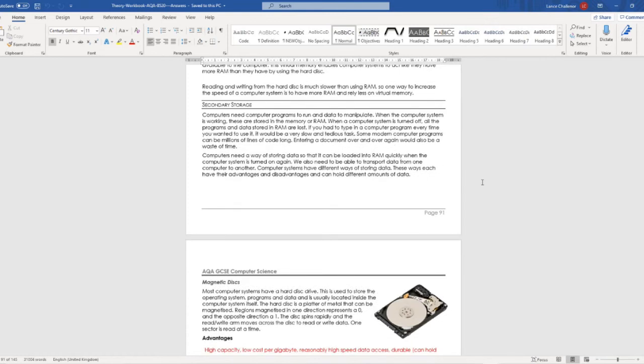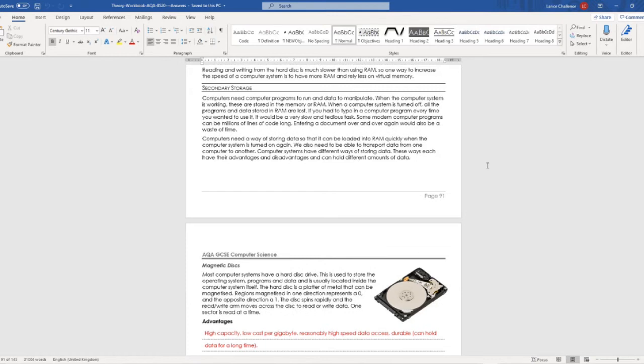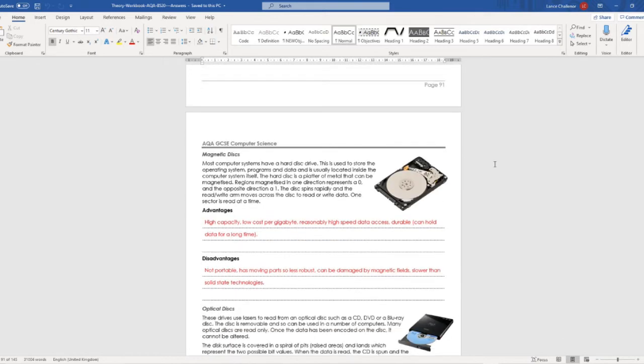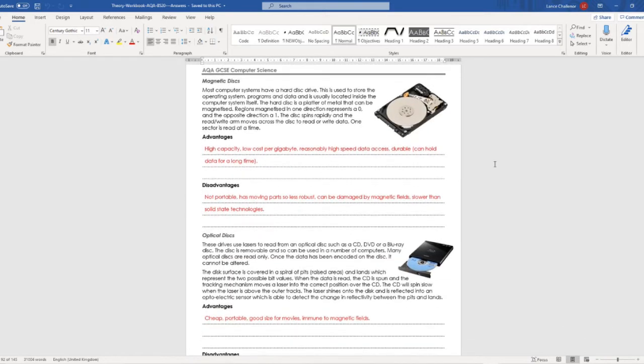Right, secondary storage. Secondary storage is what we talked about before. That's non-volatile. So secondary storage is storage that works even when the computer is switched off. Magnetic disks are secondary storage. Optical drives are secondary storage. The advantage of a magnetic disk is it has a very high capacity. So we're talking terabytes now for some hard disks, and very low cost per gigabyte, and decent speed access, and also durable, so it'll last quite a long time.